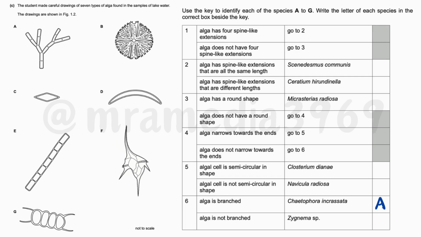Now on to B. B does not have 4 spine-like extensions, so we go to 3. Alga has a round shape, yes, so it's B. Therefore B is Micrasterias radiosa.